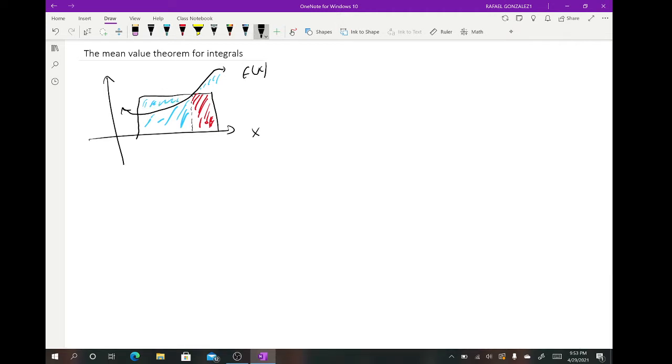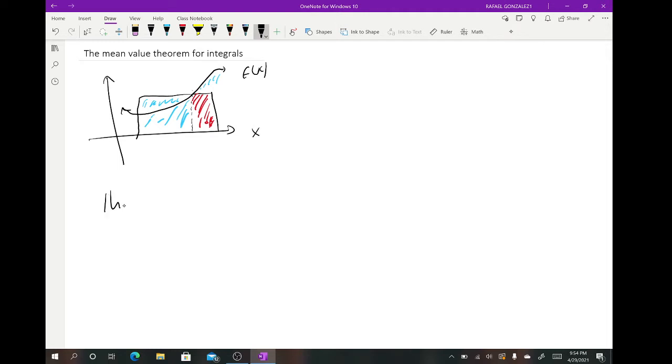So what the mean value theorem for integrals will tell us is that somewhere between the smaller rectangle called the inscribed rectangle and the outer rectangle, which is called the circumscribed rectangle, there's one rectangle between them whose area is precisely equal to the area under this curve on the interval. So there is a rectangle that is perfect in the sense of getting us the area that we want.